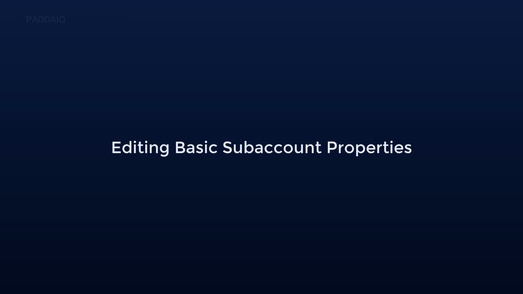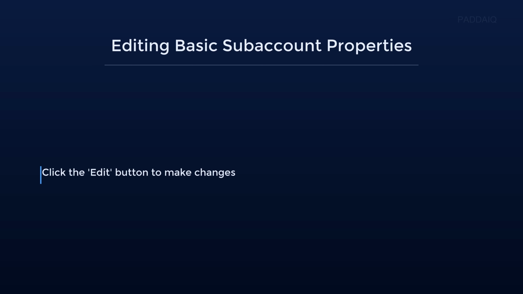Editing basic subaccount properties in SAP BTP. Click the Edit button to make changes. This means you select Edit to unlock the subaccount details for modification. For instance, if you need to update your company's display name, you click Edit, type the new name, and save. This simple action allows you to keep your account information accurate and up to date.